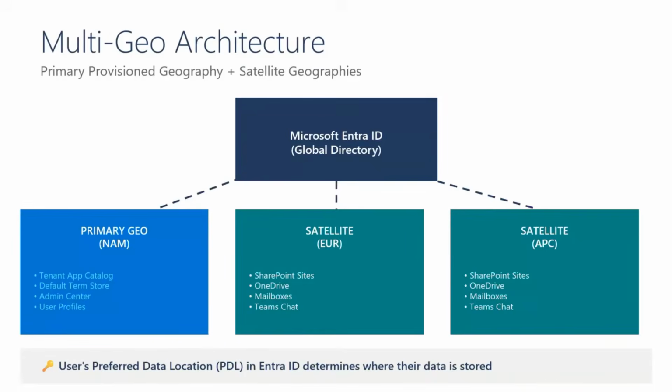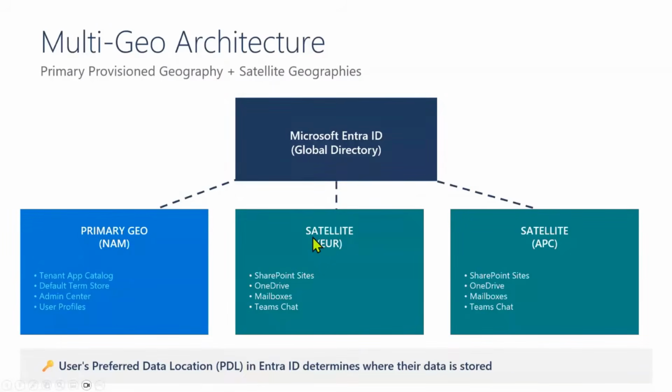So what does the architecture look like? We have a single Microsoft Entra ID global directory, and we would have one tenant, which will be the primary. We call it the global tenant, primary tenant, or primary geo. It will have a tenant app, default term store, admin center, and user profiles. Then all other geos, we call them satellite geos. It could be Europe, could be APAC, or any other satellite geos. They will have their own SharePoint sites, OneDrive, mailbox, and Teams chats. But this is the structure, so there can be multiple as well.